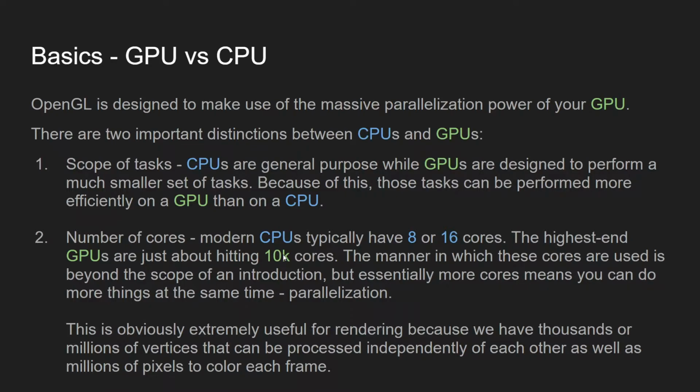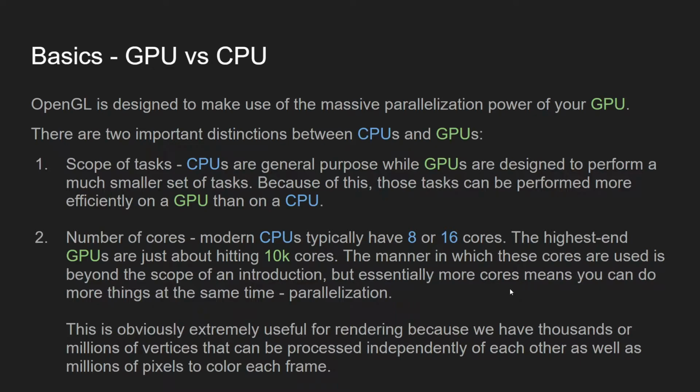This isn't a case of more cores meaning a better processor. It's not that simple. For most purposes, having more cores doesn't really get you much. But for graphics specifically, the more cores you have, the faster you're going to perform. And I'll explain why as we get into the pipeline. The manner in which these cores are used is beyond the scope of an introduction. There are several different types, but we don't really need to know about that. The main point is that the more cores you have, the more things you can do at once.